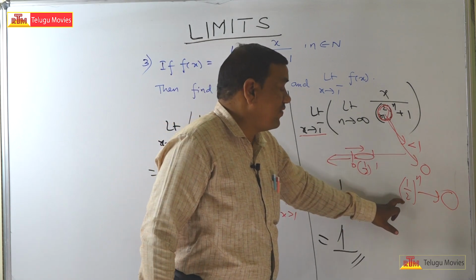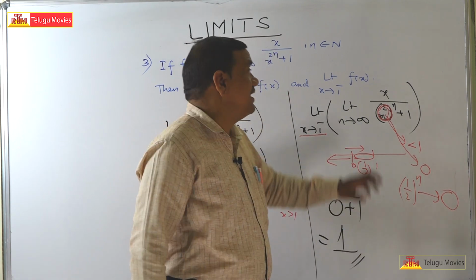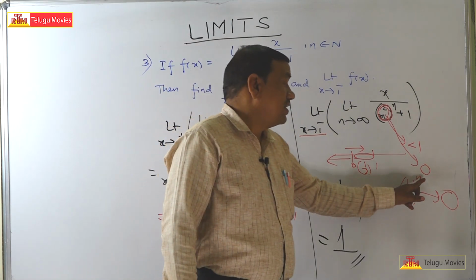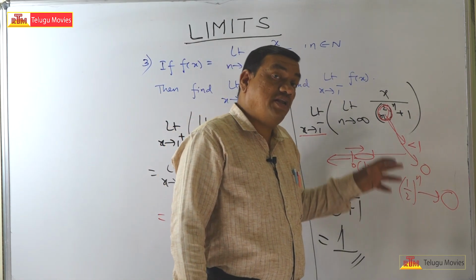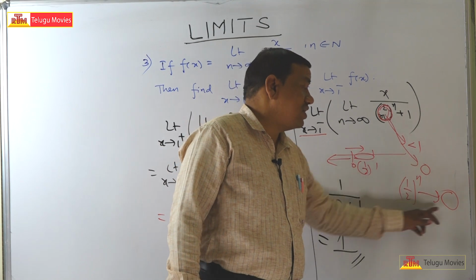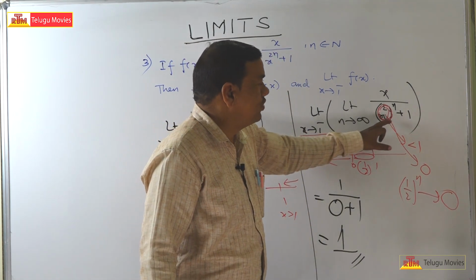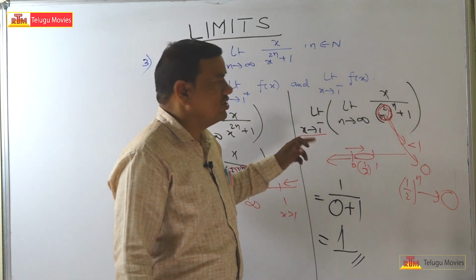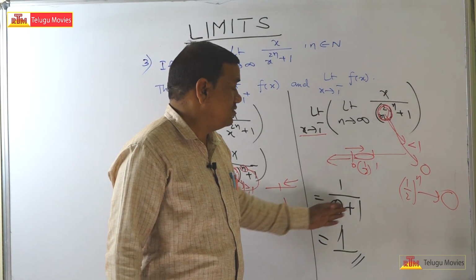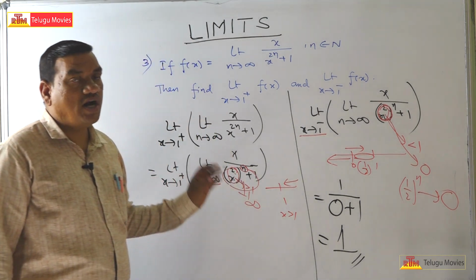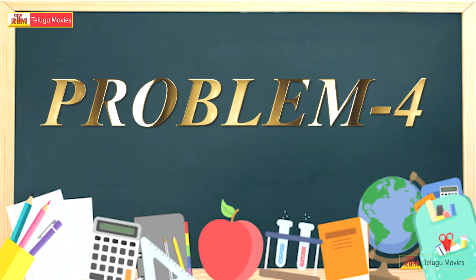So, the proper fraction whole power n, where n is a natural number, already given. If you go on increasing n, the total fraction value tends to 0. Okay? So this tends to 0, and with a 1 in the numerator, it is 1 upon 0 plus 1, which is 1. Okay? I hope that you understand this problem.